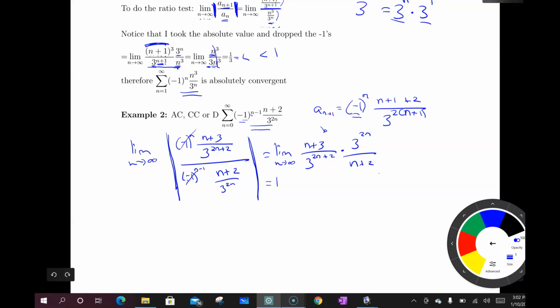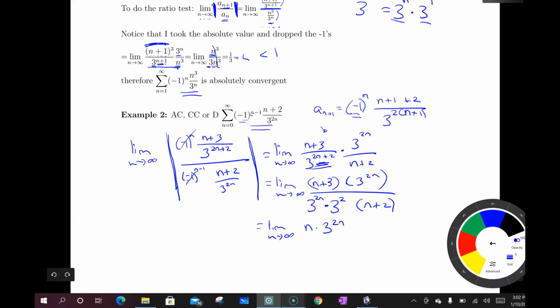Let's see. What I want to do is make sure I'm canceling correctly. So I'm just going to carry this along, and this is times 3 to the 2n. This is the important one to break up. This is the same thing as saying 3 to the 2n times 3 squared times n plus 2. So I'm looking for the highest powered terms. In the numerator, if I multiplied this out, I'd get n times 3 to the 2n. Well, actually, before I go doing that, let's cancel what I can, right? Let's cancel the 3 to the 2n's because everything is multiplied, yes?